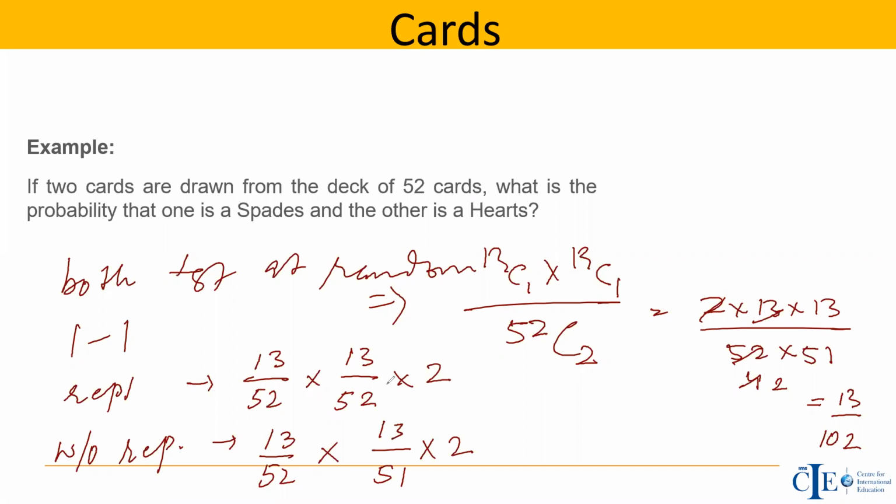Right. So it says one is a spade and the other is a heart. That doesn't mean the first is a spade and the second is a heart. Out of two, you need one spade and one heart. So you can pick first a spade and then a heart, or you can have the first one selected as a heart and the second one as a spade. Both are valid because no ordering is given. So there are two ways of selecting a spade and a heart: spade then heart, or heart then spade.